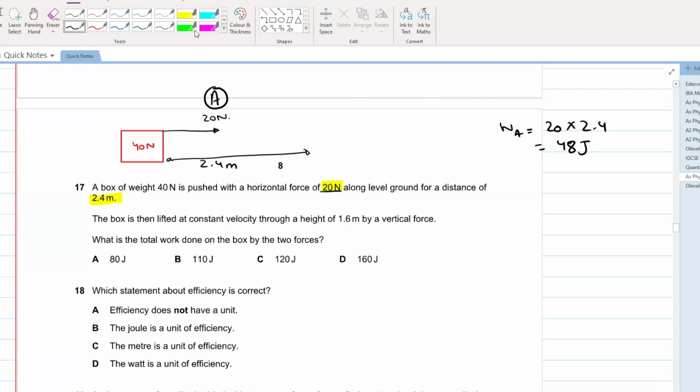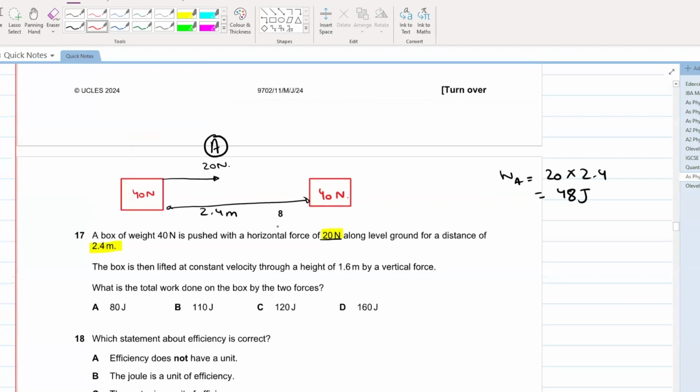Now let's say your box of 40 Newton is at this point. Now the examiner is performing another journey. He is lifting this box through a vertical height of 1.6 meter. Let's say this is your journey B.